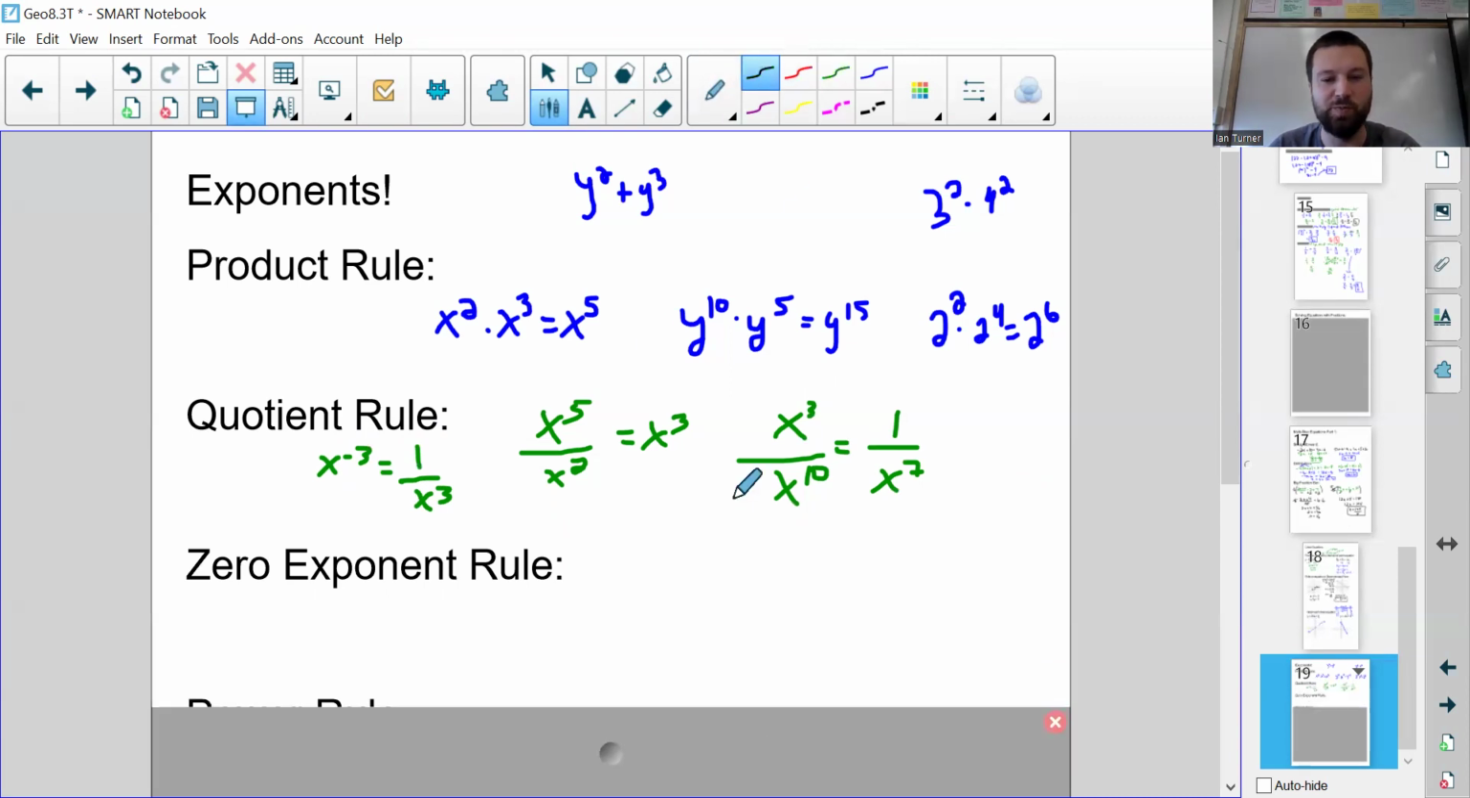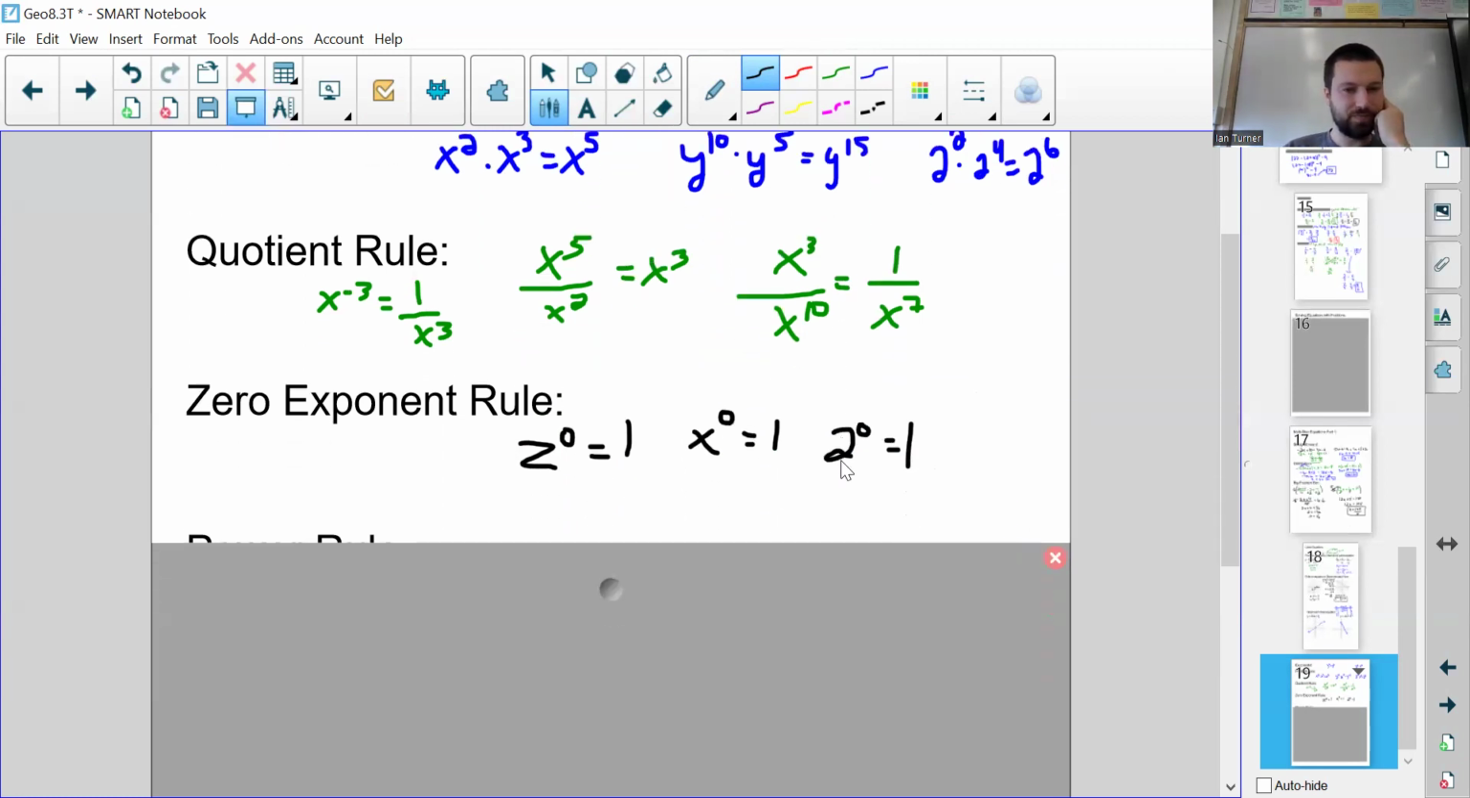Zero exponent rule. This one's super easy too. Anything to the 0. So if we have z to the 0, that's 1. If we have x to the 0, that's 1. If we have 2 to the 0, that equals 1. Anything to the 0 exponent is 1. Not 0. It's 1. All right, that one's easy.